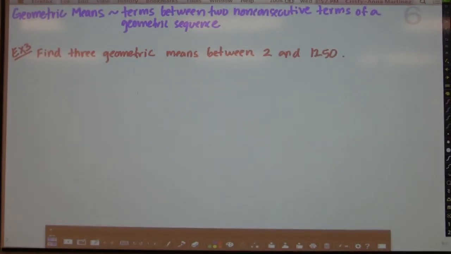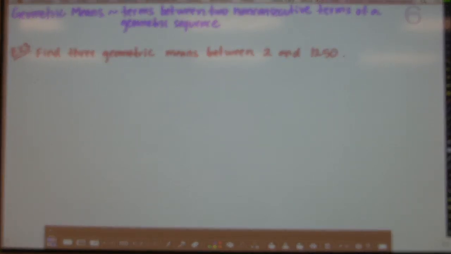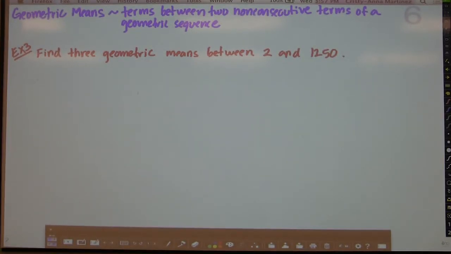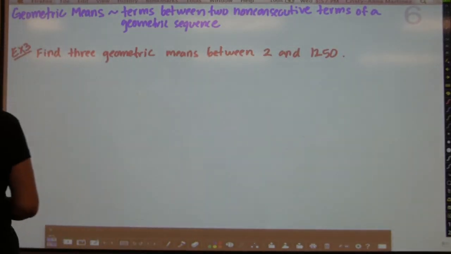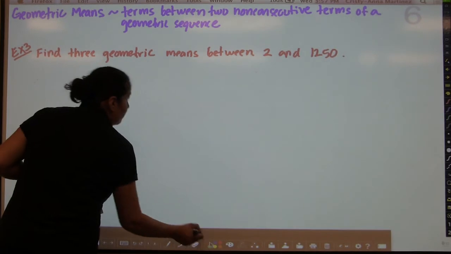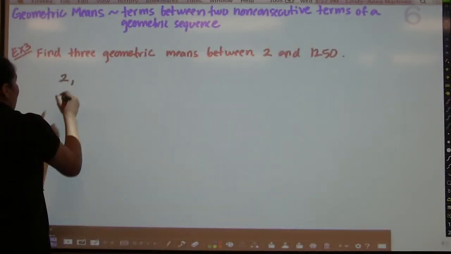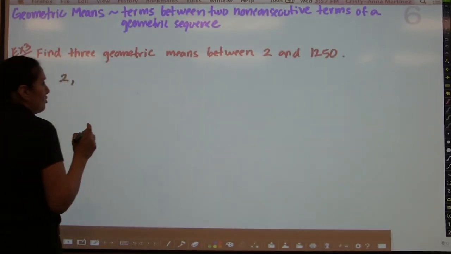They are the terms between two non-consecutive terms of a geometric sequence. The arithmetic means was the same thing, but they were the non-consecutive terms in between two terms of an arithmetic sequence. So it's basically the same idea, only now we're doing it with a geometric sequence as opposed to an arithmetic sequence. So what we know is that we're starting with 2, and they want us to find the 3 geometric means in between them.